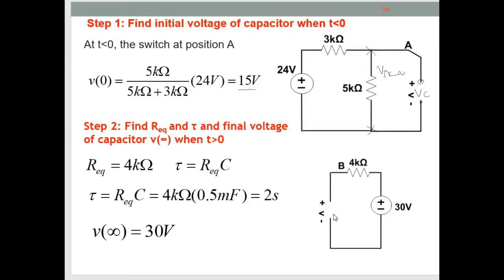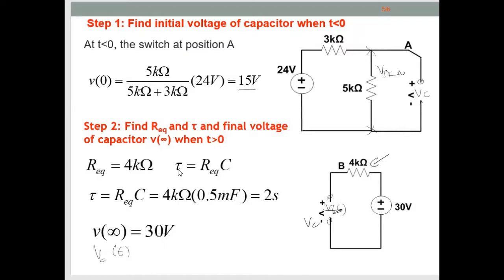Next step, we want to find the voltage of the capacitor VC when t more than 0. It is the same; you can write VC(t) referring to the condition t more than 0, or you can write V infinity. It is the same. So here is an open circuit. So VC here is the same as the voltage source, 30 volt, because there is no voltage drop at the 4 kilo ohm. No current can flow through this resistor because of the open circuit. 30 volt.